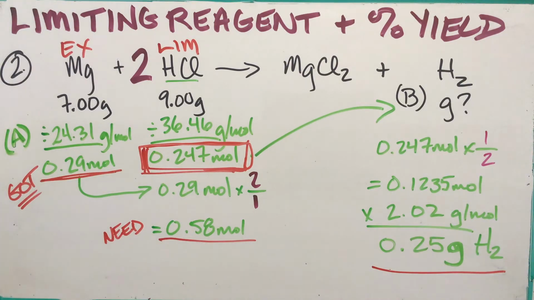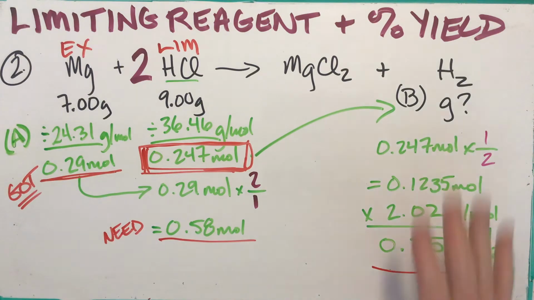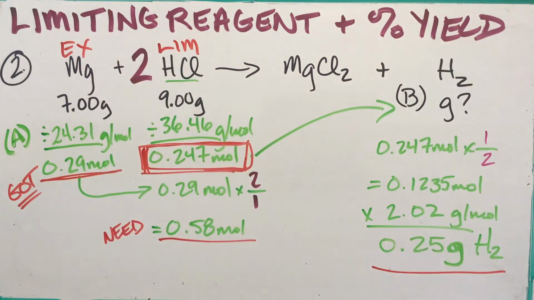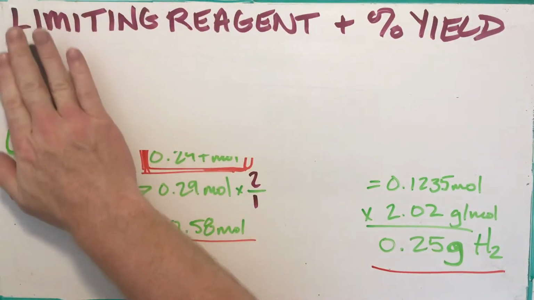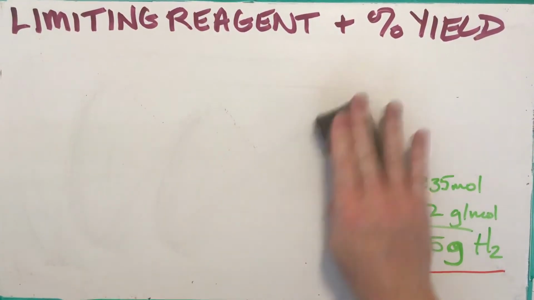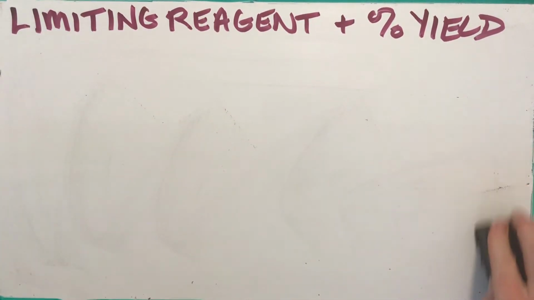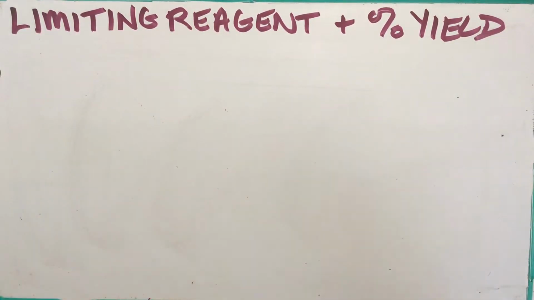All right. So that's number 2. Let's do some percent yields now. This one didn't have percent yield in it. This one was just limiting reagent, but it's good to review this stuff. All right. Pause the video if you need to get that down or take a second look at it. I'm going to set up our next couple of questions.